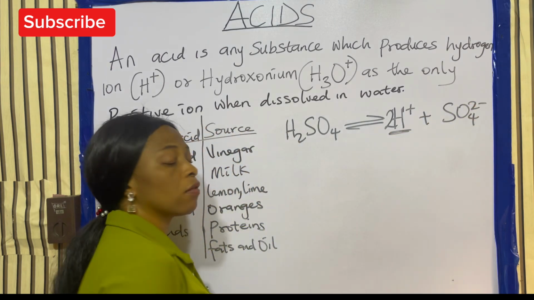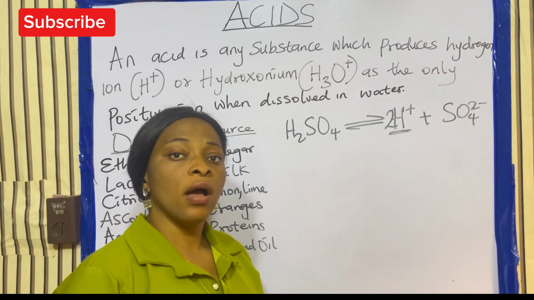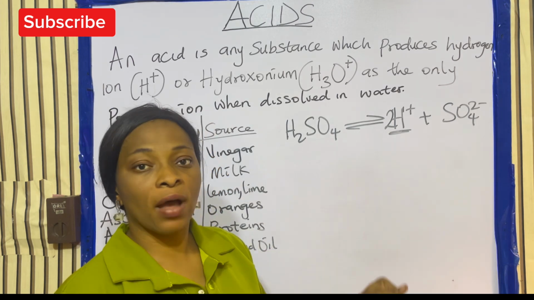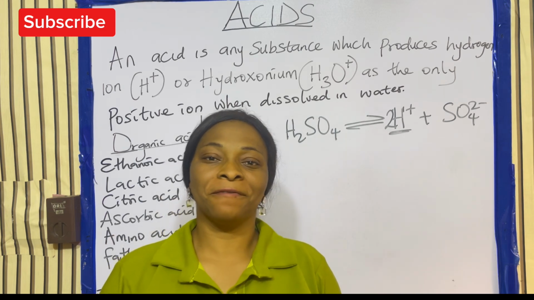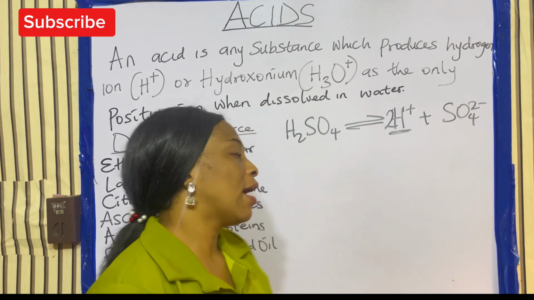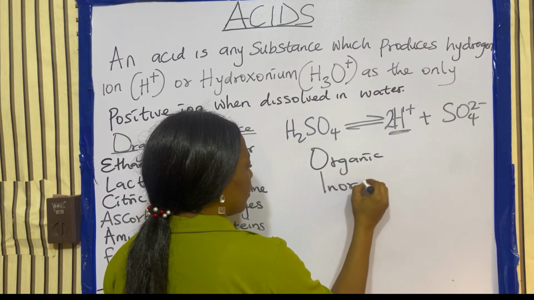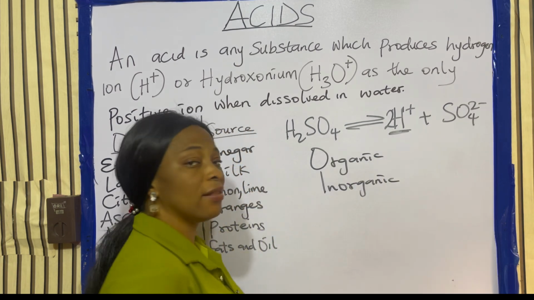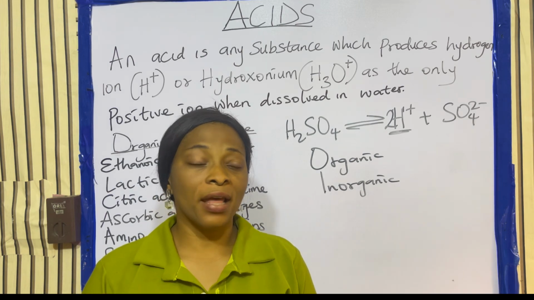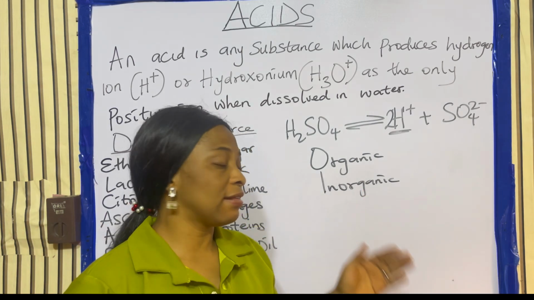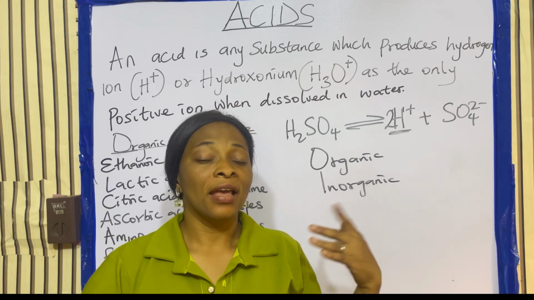So any substance which, when you dissolve it in water, will produce hydrogen ion or hydronium ion, is what we refer to as an acid. Now, let's look at the various classes of acid we have. We have two classes of acid: organic acid and inorganic acid. Organic acids, as the name implies, are those acids that are gotten naturally. We get them from nature, while inorganic acids are those acids that are not gotten naturally. They are produced chemically in the laboratory.